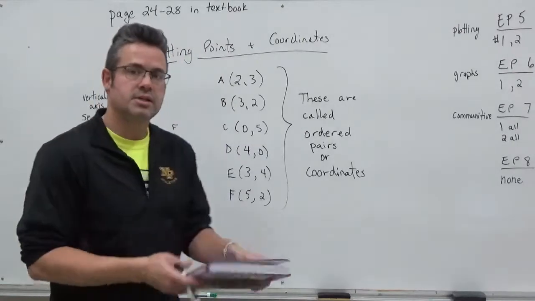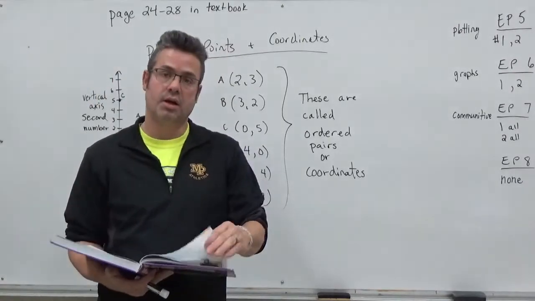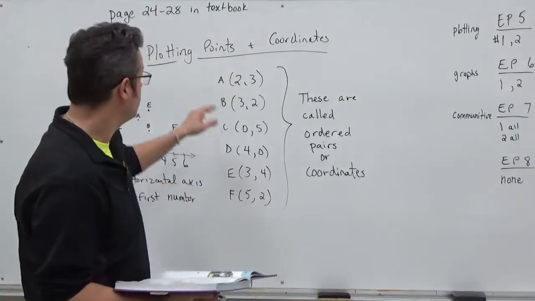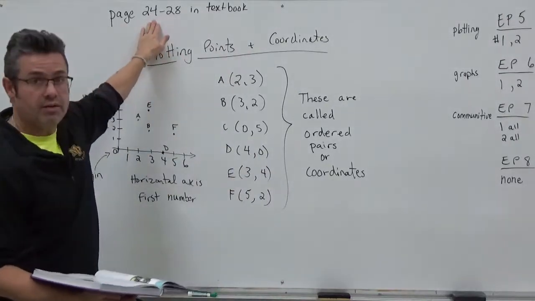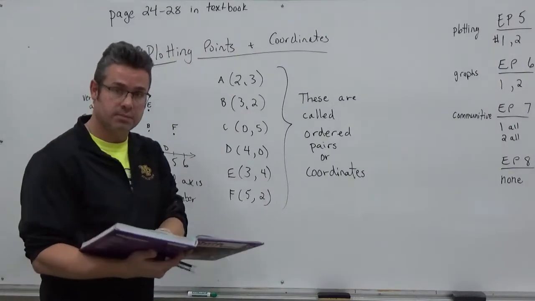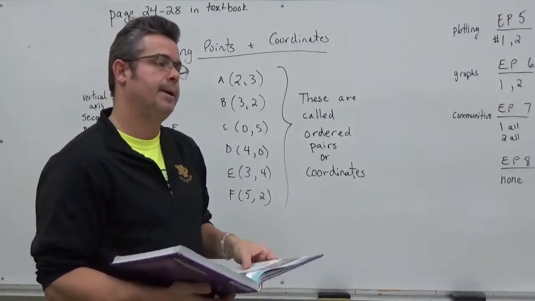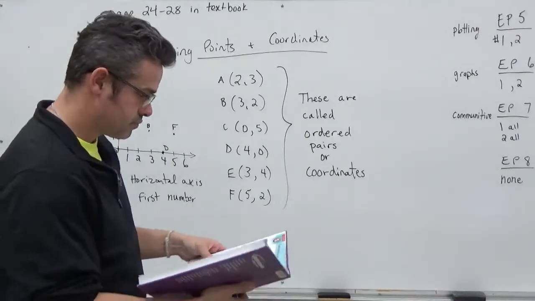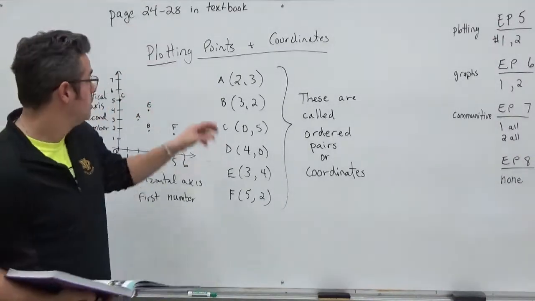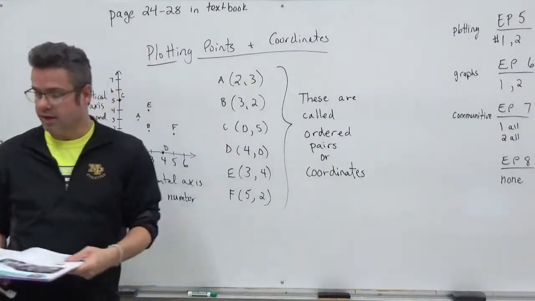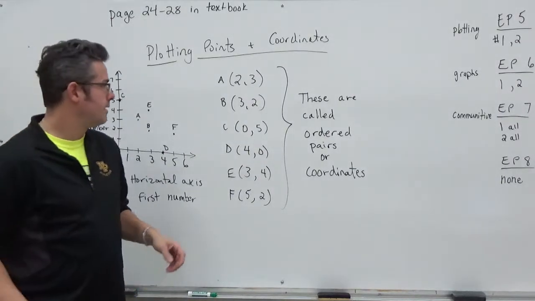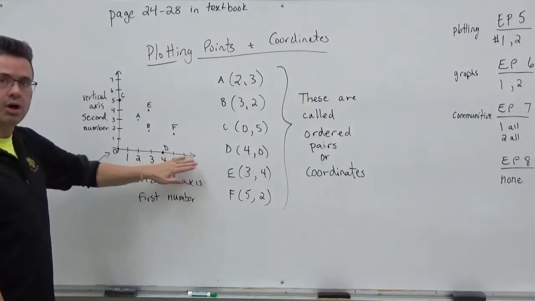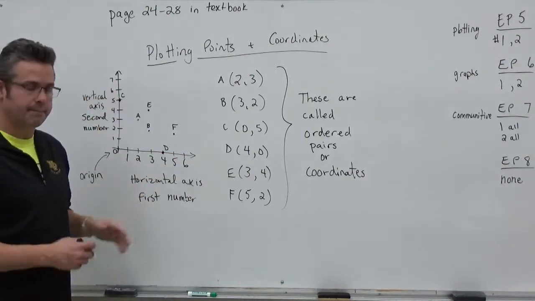So this first lesson that we're going to do is starting lesson 5 in chapter 1. So it's on pages 24 to 28 in this textbook. And then I'll tell you about the EP after that. So this one is called Plotting Points and Coordinates. And the first thing I want to go over is this little chart or this graph looking thing.